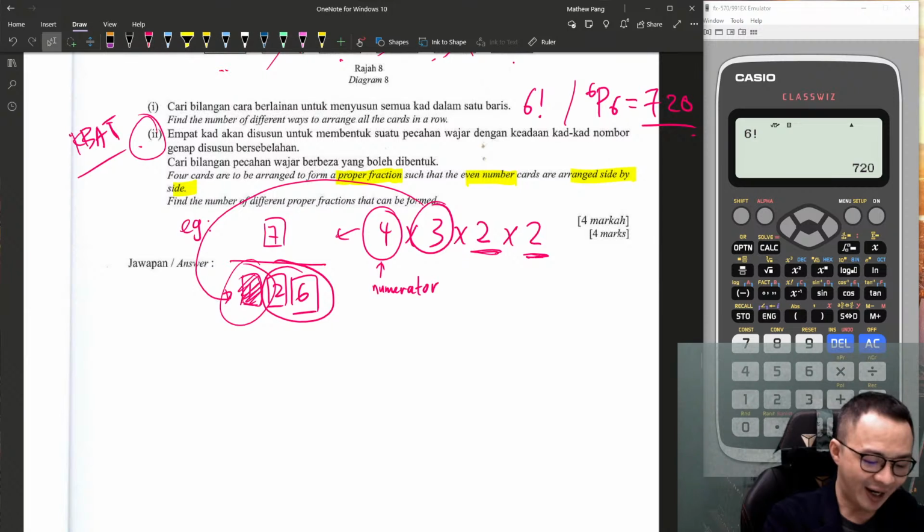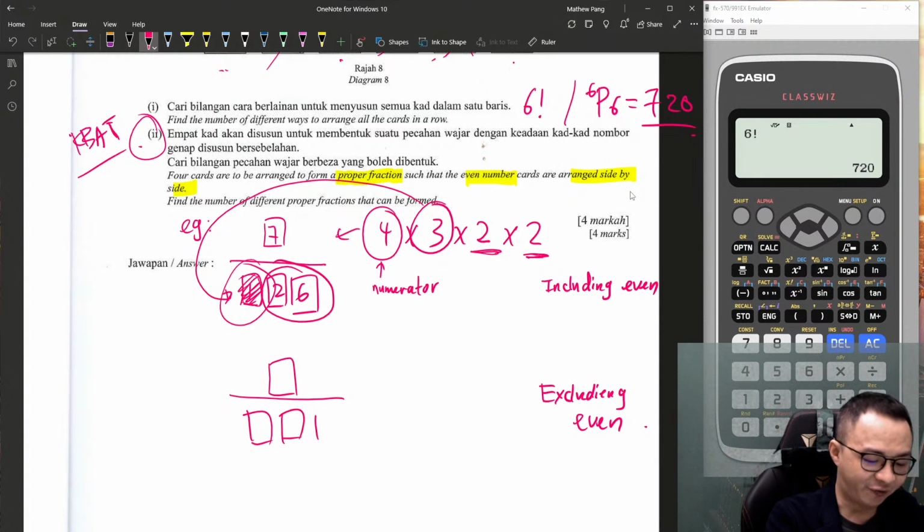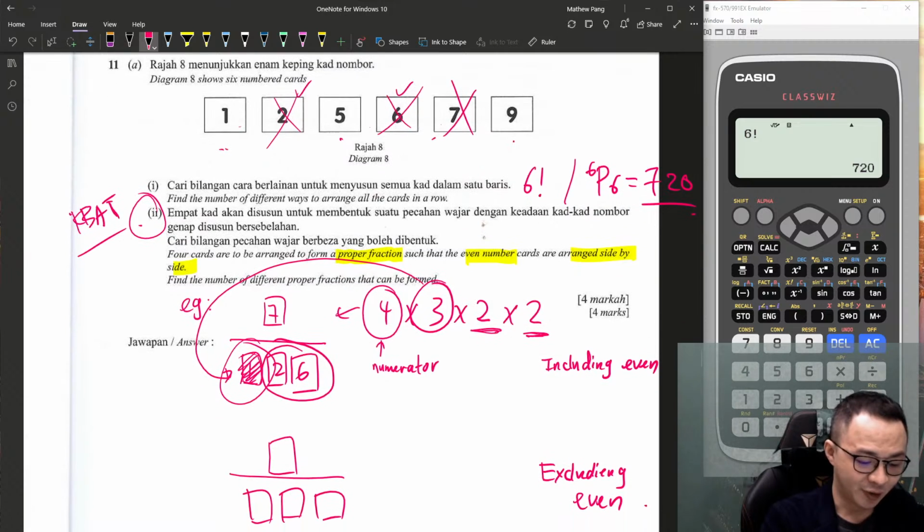So right now, I have another 4 cards. This one is including even card. Right now, I want to do another example, which is excluding even card. So if I exclude even card, I basically only have 4 cards left over here, right? So the 4 of them I can just simply swap. Basically it's 1, 5, 7, and 9, right?